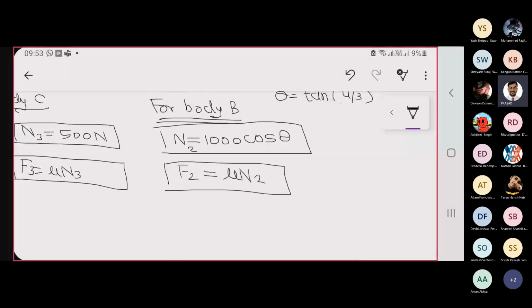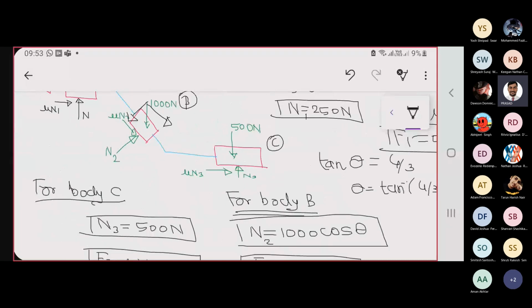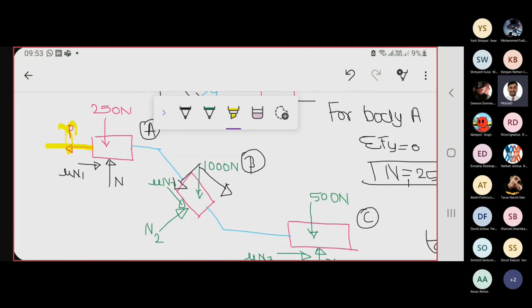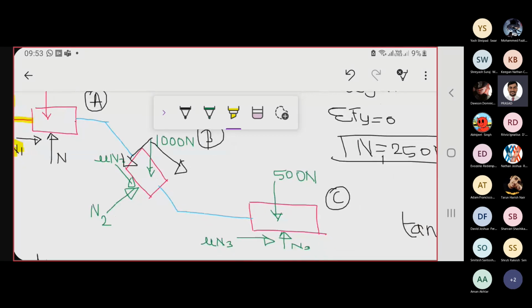What is the work energy principle? Only forces along the direction of motion we will consider. What are the forces along the direction of motion? Let's see one by one. Force P, then mu N parallel, okay, no problem. Then this frictional force, then 1000 sin theta, right? Then this frictional force. Anything else? No. So these are the only forces we have to consider.